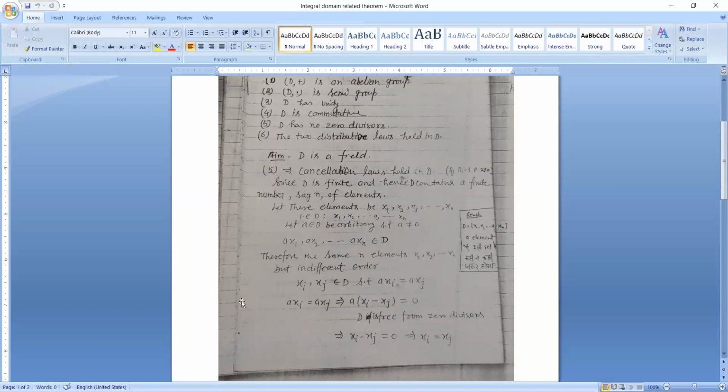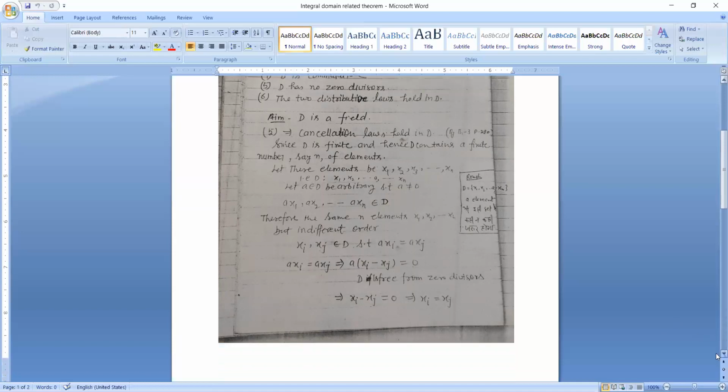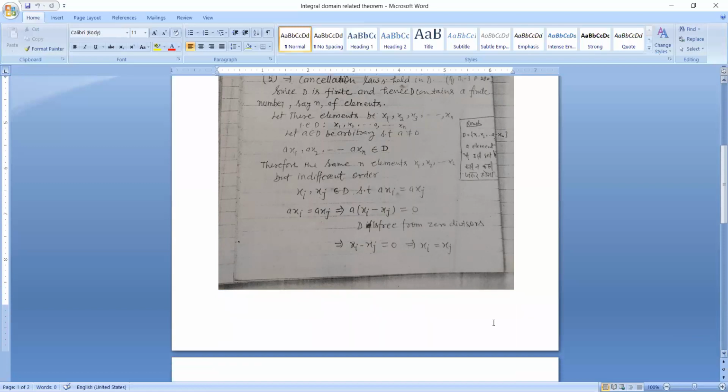Let a be an arbitrary element such that a is not 0. Then ax1, ax2, ax3, and so on up to axn belong to D. Therefore, these are the same n elements x1, x2, and so on xn, but in a different order. Let xi, xj belong to D such that axi is equal to axj. That implies a(xi minus xj) is equal to 0. Since D is free from zero divisors, that implies xi minus xj is equal to 0, that implies xi is equal to xj.